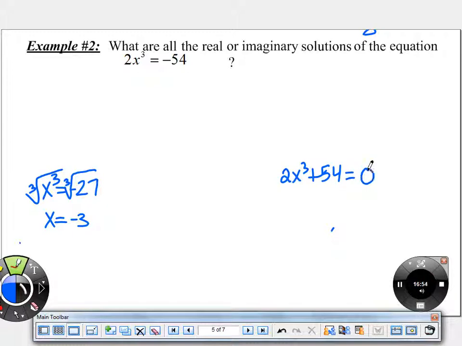Okay, we would have brought everything to one side of the equation. And then we would have attempted to factor. Okay? How would we factor this? Max. Okay, 2 is the greatest common factor, and you could divide by 2.